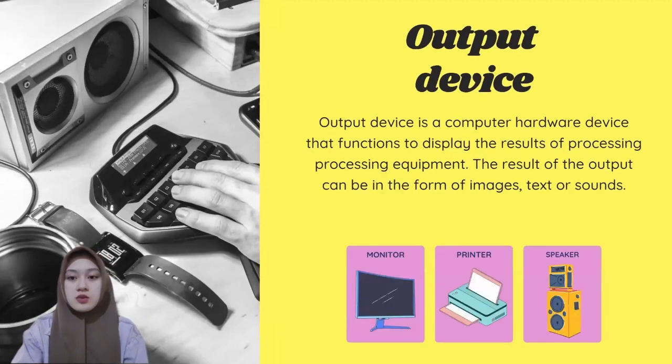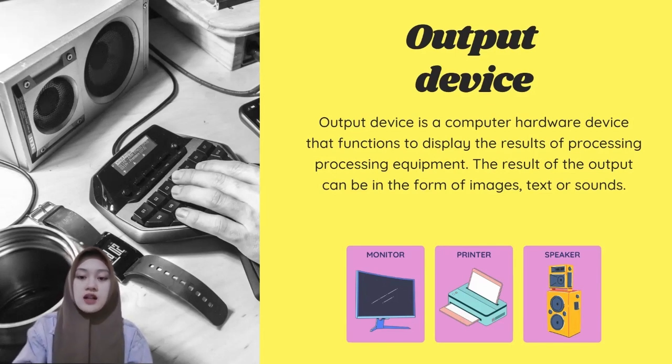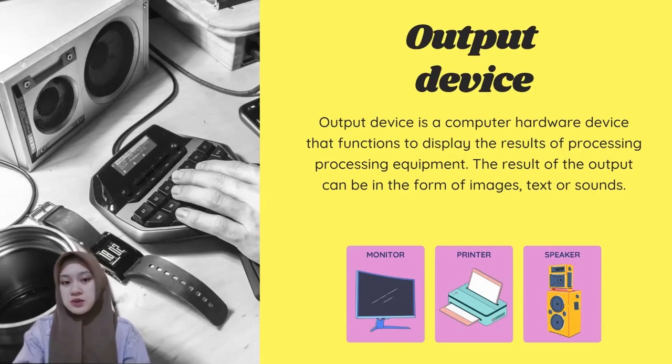Number three is output device. An output device is a computer hardware device that functions to display the result of processing. The result of the output can be in the form of image, text, or sound. For example, monitor, printer, and speaker.